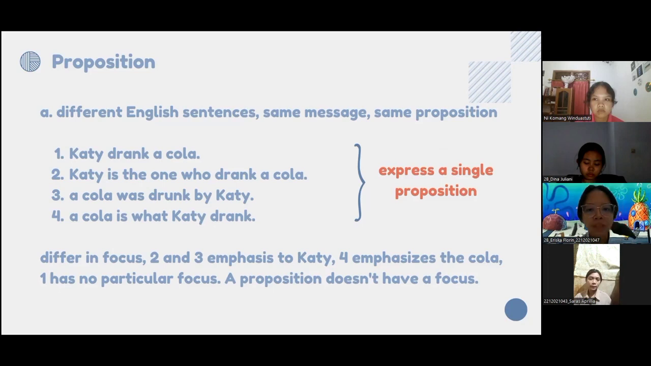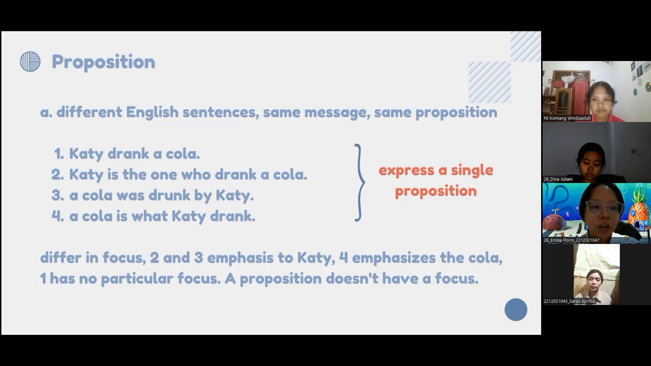Okay, what is the difference between these four sentences? They differ in focus. The second and the third sentences emphasize Katie, that Katie is the one who drank the cola. And the fourth sentence emphasizes the cola, that the cola was drunk by Katie. And the first sentence has no particular focus.